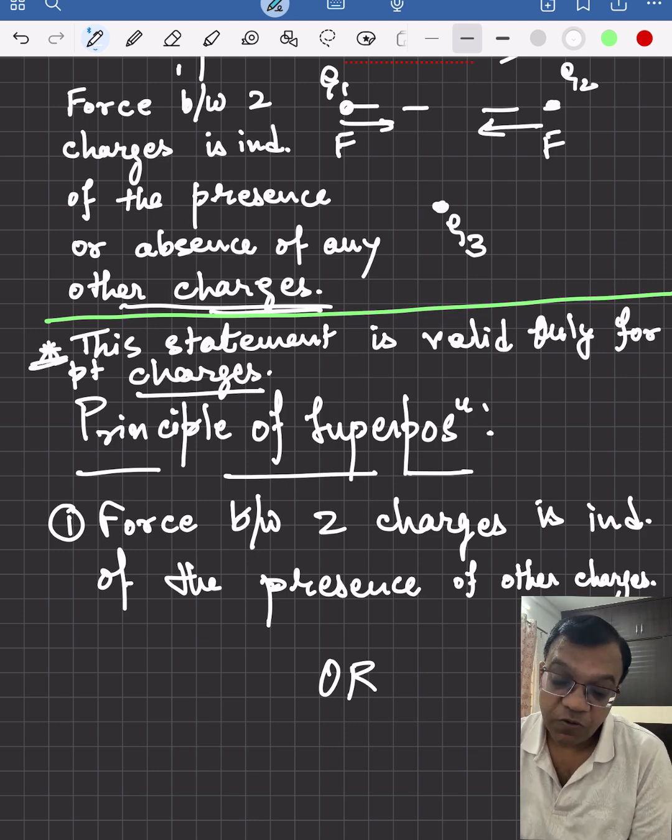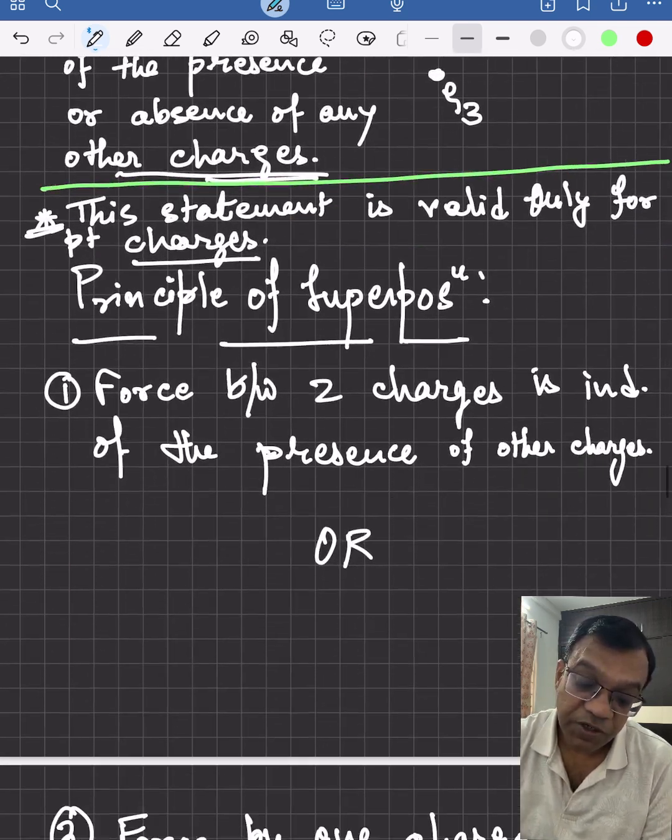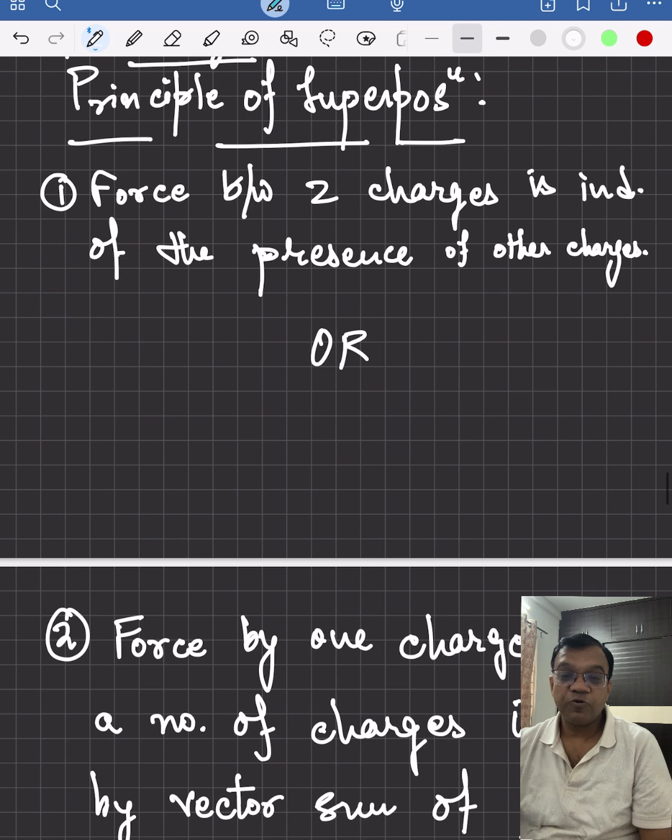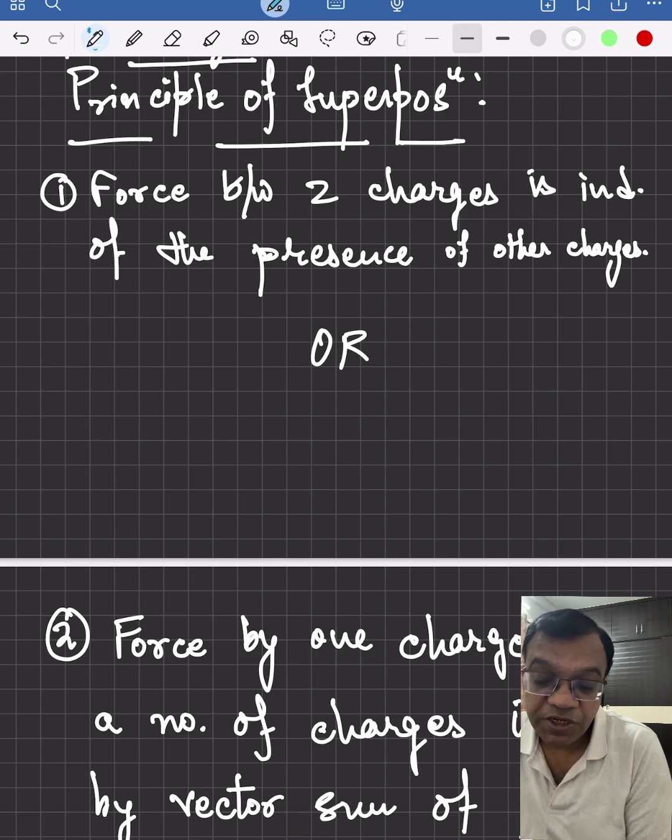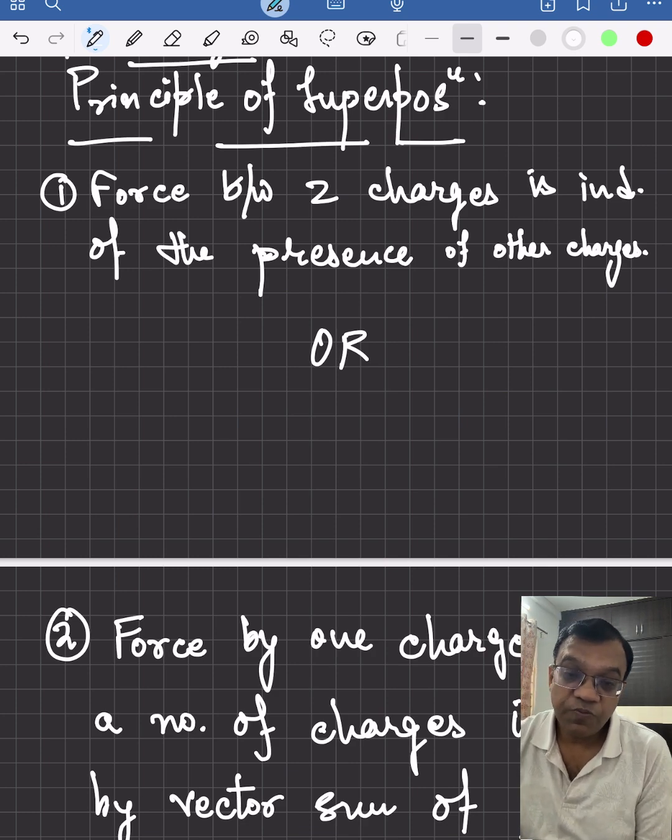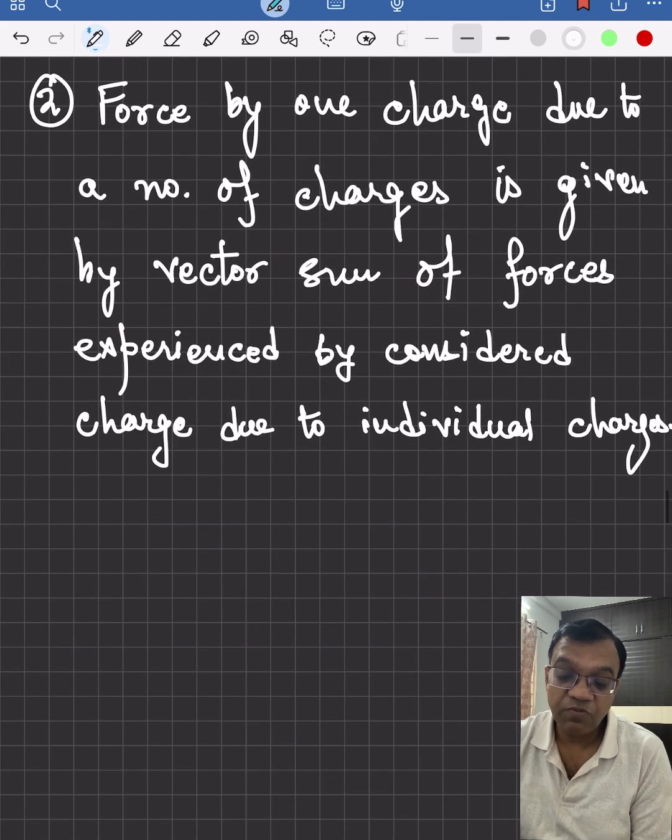Right? Now, come to the next part, principle of superposition. What is the principle of superposition saying? As you already know, when you have to find the force experienced by one charged particle due to many charged particles, this principle tells that the force on one charge due to a number of charges is given by the vector sum of the forces experienced due to the individual charges.